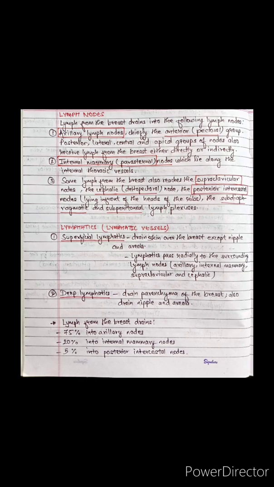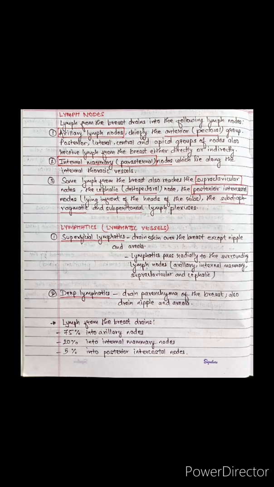Lymph from the breast drains into the following lymph nodes. Number 1, axillary lymph nodes, chiefly the anterior or pectoral group. Also the posterior, lateral, central and apical groups of nodes also receive lymph from the breast either directly or indirectly. Second, internal mammary or parasternal nodes, which lie along the internal thoracic vessels.